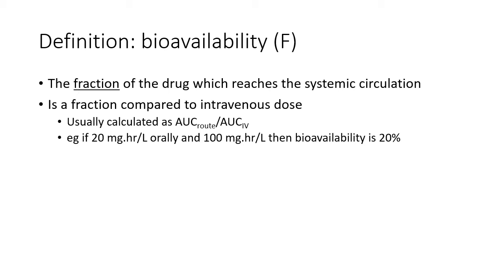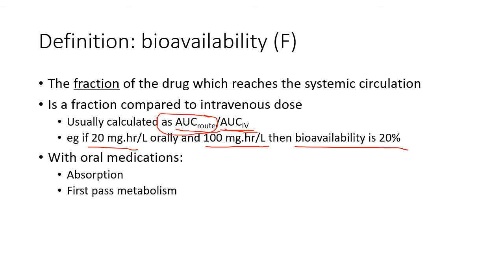It's usually calculated as the area under the curve of the route you're giving, which might be oral or intranasal or subcutaneous, compared to the intravenous route. Generally speaking, this value tends to be lower than this value, or it tends to be the same. So you get a value that's a fraction, or something less than 100%. For example, if your total exposure is 20 milligram hours per liter orally, and it's 100 milligram hours per liter intravenously, then your bioavailability is 20%.